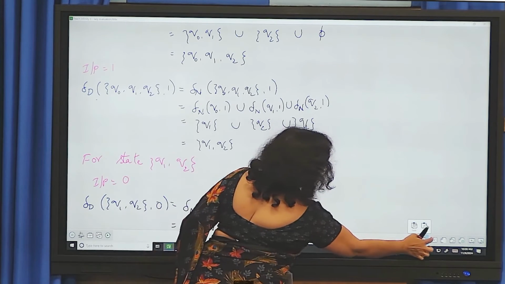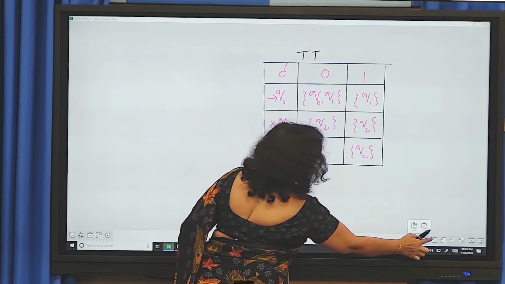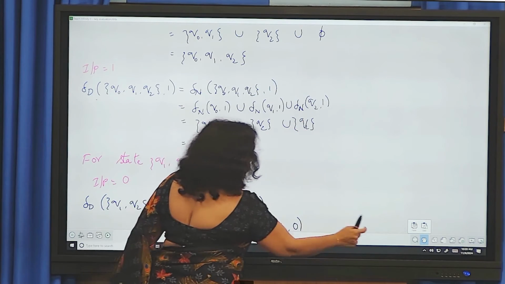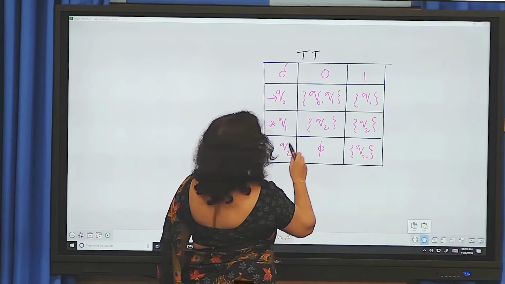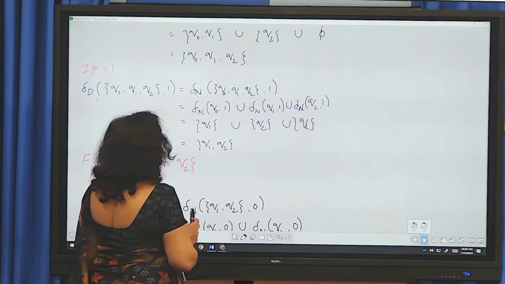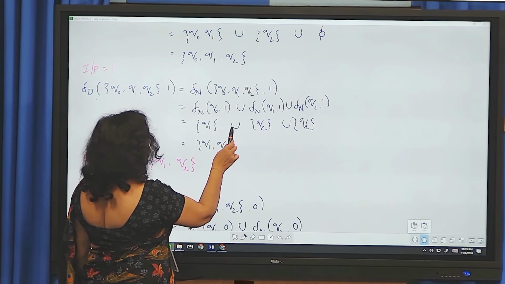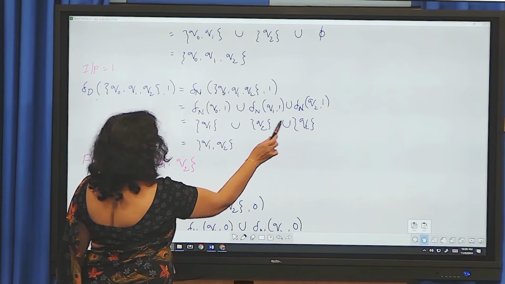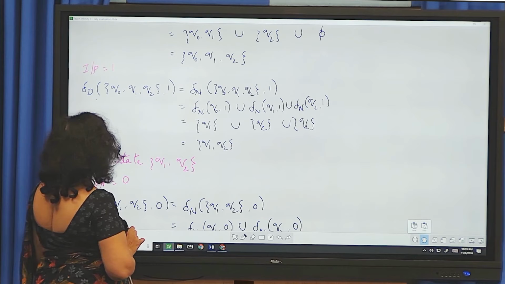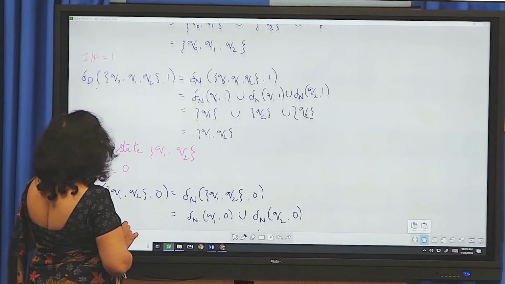Q1 on 1 is Q2. Q2 on 1 is Q2. Now, take the union of Q1 union Q2 union Q2. So, that would be Q1, Q2. Now we will have to consider the state Q1, Q2.